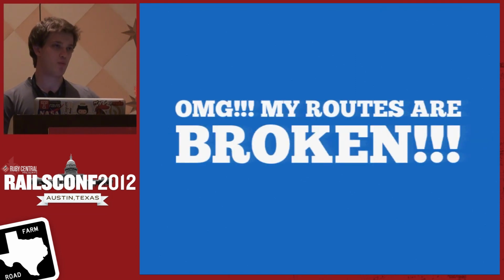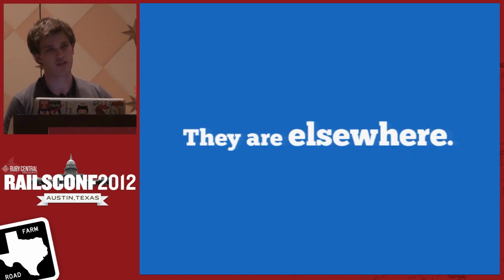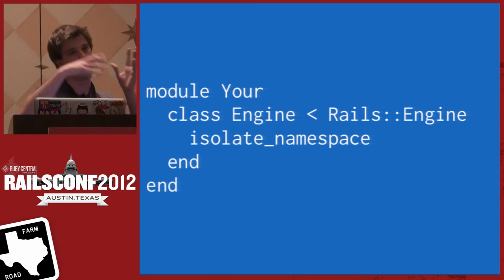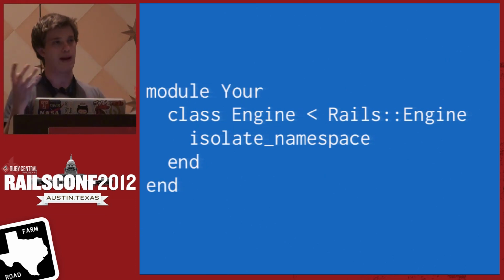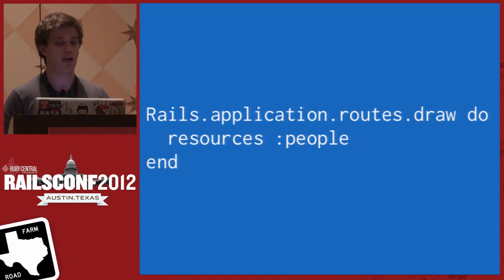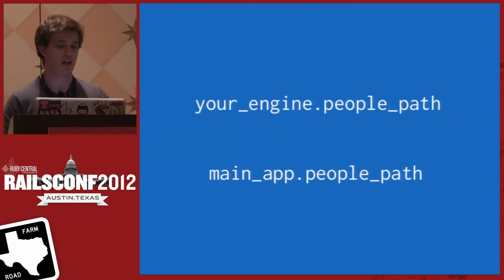When this happens though, some people complain that, oh my god, my routes are broken. No, they're not broken. They're actually just elsewhere. This is because in your engine, you should be calling isolate_namespace, and I think isolate_namespace was mentioned about 20 minutes too late in that talk yesterday. Isolate namespace will isolate the engine's namespace, so your models, your migrations, your controllers are all automatically namespaced, and that is the right way of doing it as well. This means that you can have routes inside your engine like resources :people, and you can have routes inside your application called resources :people, and even though they're the same routes, they're actually quite different.